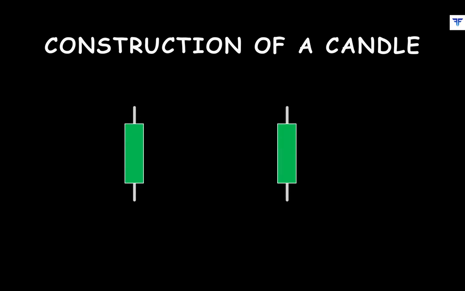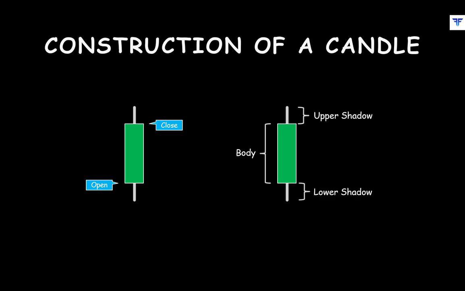Let us now talk about the construction of each candle. Each candle is composed of two parts, the body and the shadow. The body refers to the rectangular portion and reflects the range between the opening price and the closing price. On the other hand, the shadow reflects the range for the period. The shadow that appears above the body is called the upper shadow, whereas the shadow that appears below the body is called the lower shadow.